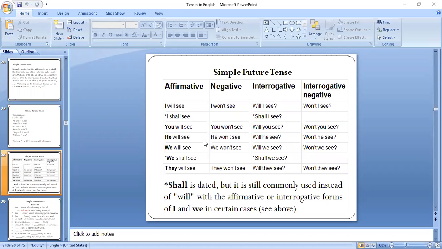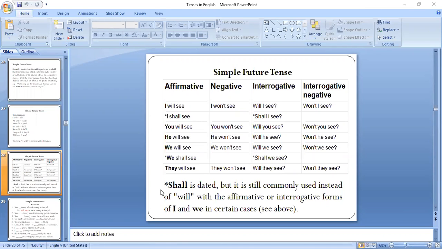Then for they we use will. So they will see. If this is the affirmative, its negative will be they won't see, its interrogative will be will they see, and its interrogative negative will be won't they see. These are the four sentences we can form. There is a remark after that chart.